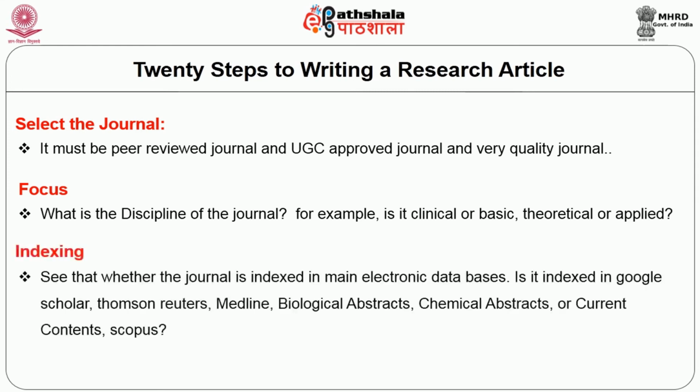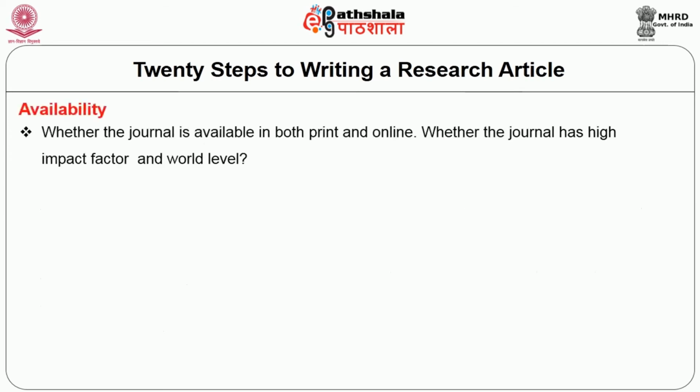Then indexing. See whether the journal is indexed in the main electronic databases. Is it indexed in Google Scholar, Thomson Reuters, Medline, Biological Abstracts, Chemical Abstracts, Current Contents or Scopus? Then availability. Whether the journal is available in both print and online. Whether the journal has a high impact factor and is world level. Reputation. Whether it is a reputed journal or not.